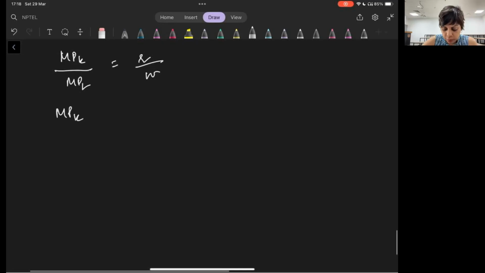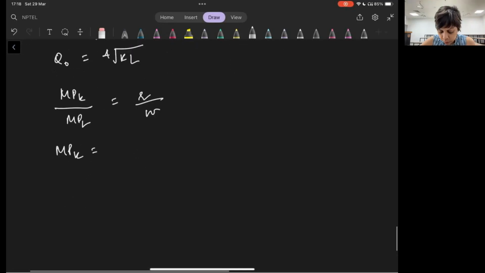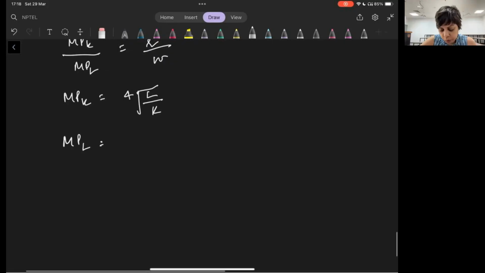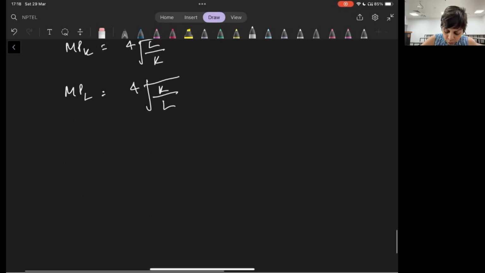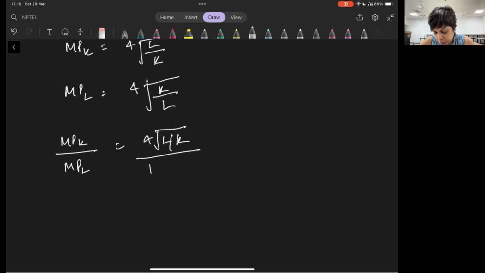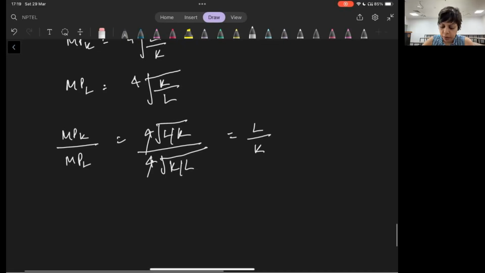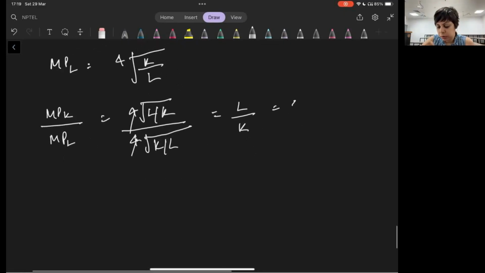Now let's compute MPK. This is 4 root L upon K. MPL is 4 root K upon L. Therefore, MPK upon MPL is 4 under root L by K upon 4 under root K by L. This 4 cancels. Root L by K divided by root K by L is, if you just multiply root K by root K, root L by root L, this just becomes L by K. L by K is equal to R by W.